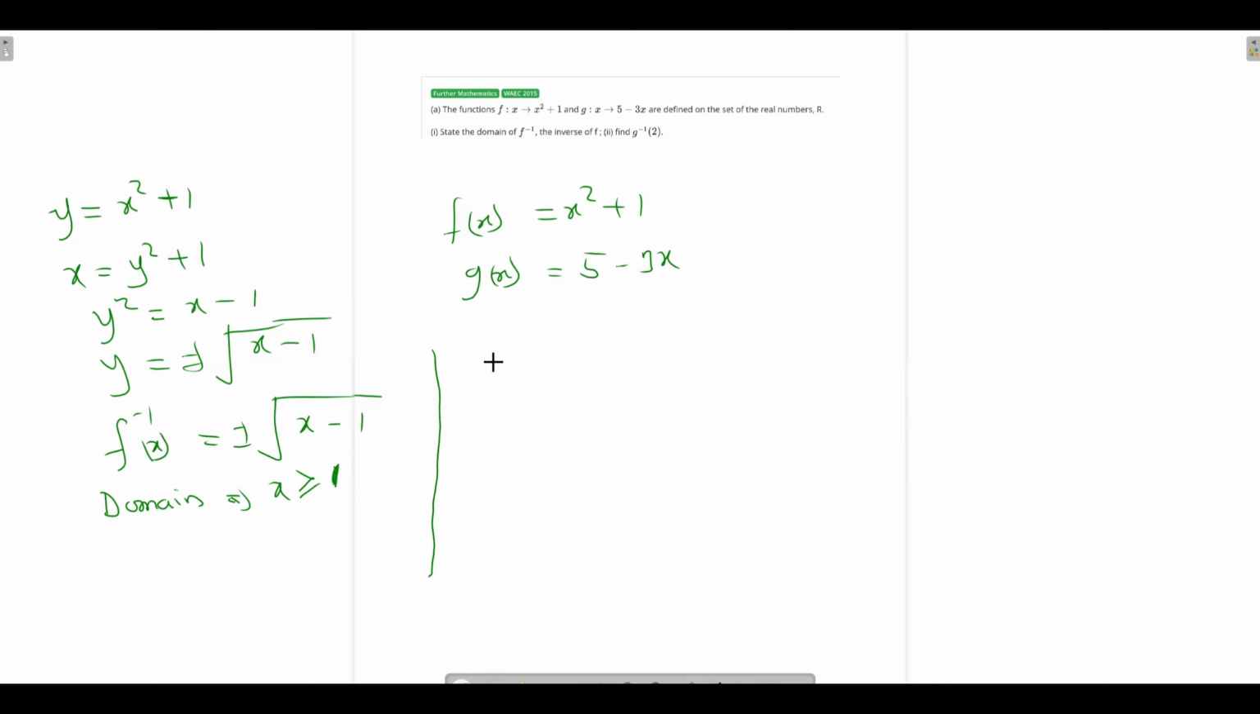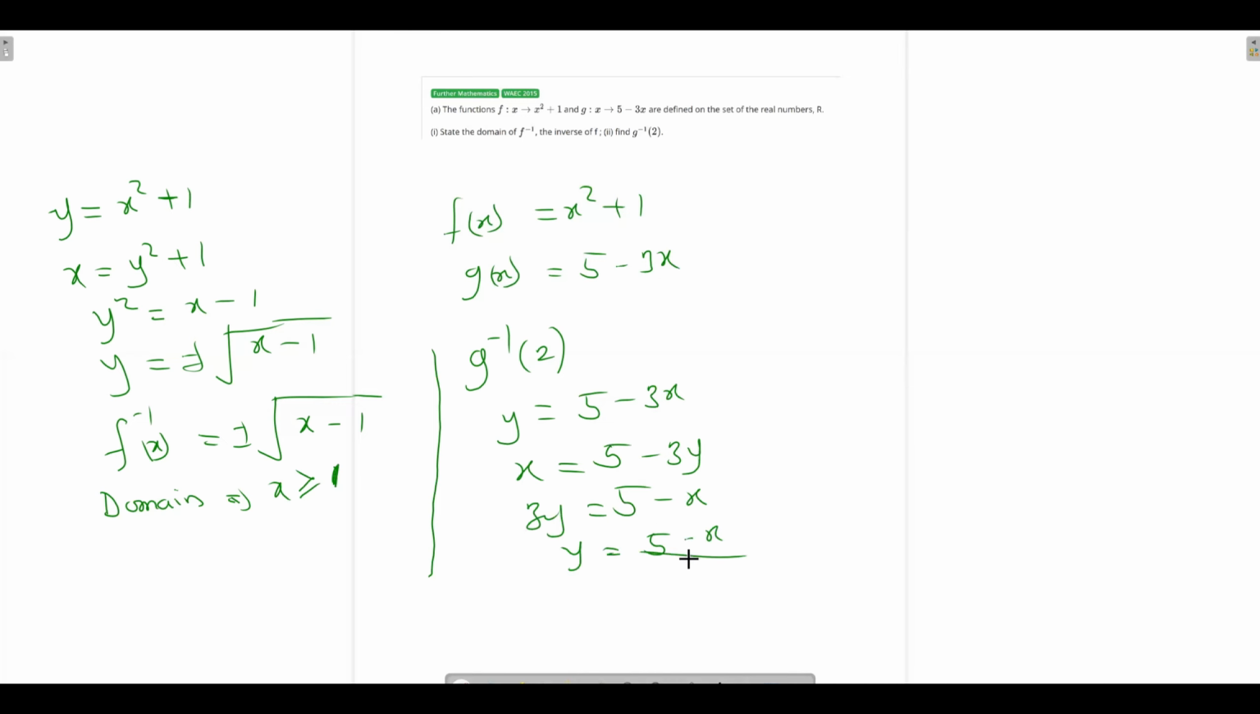The second question says we should find g inverse of 2. That means we first need to find g inverse, and then put the value of x to be 2. To get g inverse, we follow the same process. Say y equals 5 minus 3x. Swap x for y: x equals 5 minus 3y. Make y the subject of the formula, so 3y equals 5 minus x, and y equals (5 minus x) over 3.